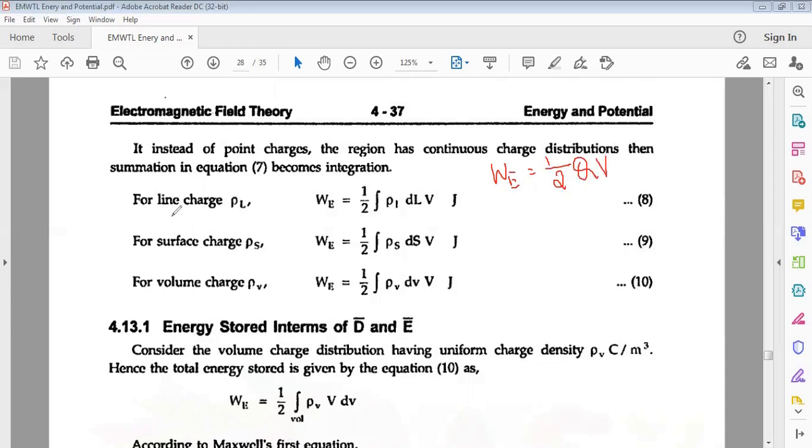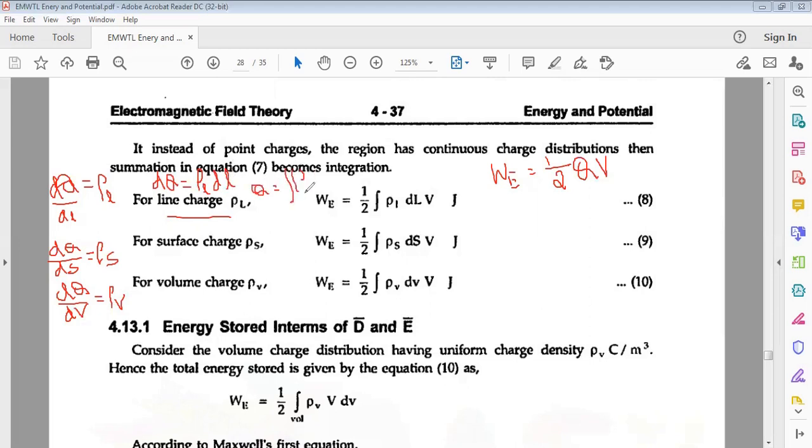Add the line charge here. The line charge says dQ is the change of charge with respect to the length, dL, which is rho L. The surface charge is the change of charge with respect to the surface, the charge density rho s, and the change of charge with respect to the volume is rho v, the volume charge density. So dq = rho l dl, and q = integral rho l dl.